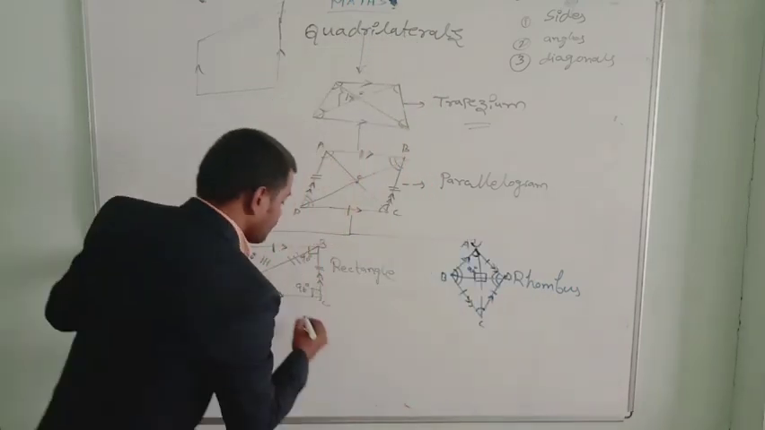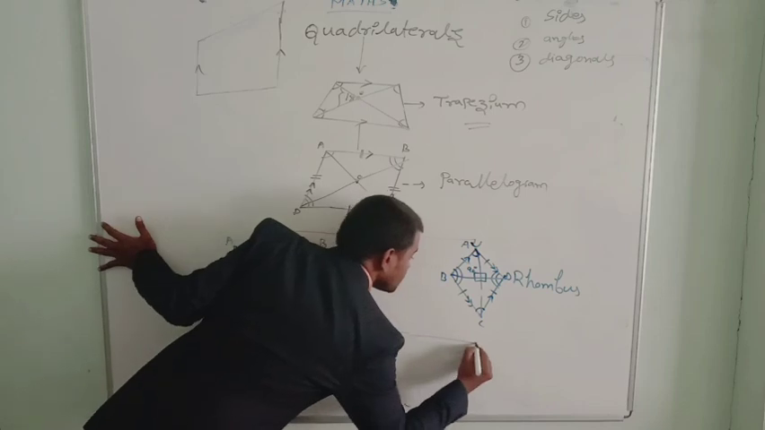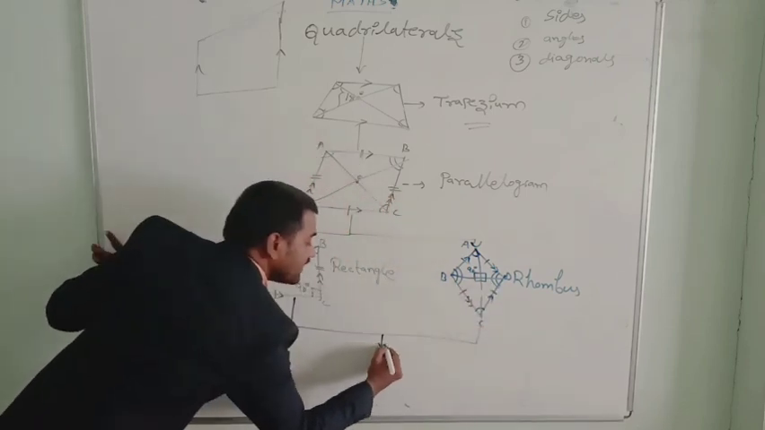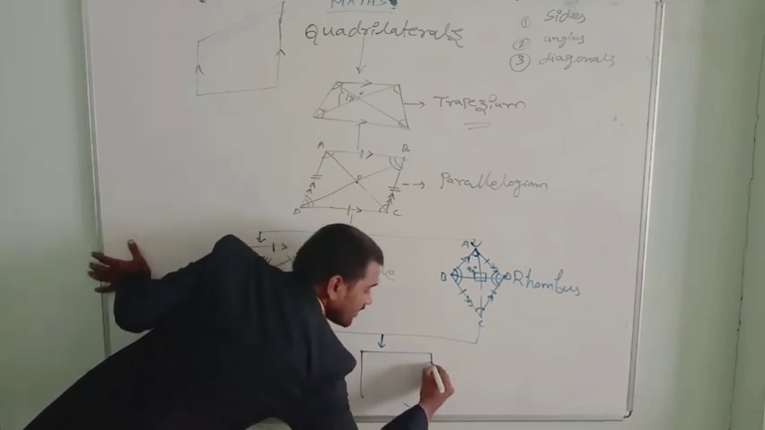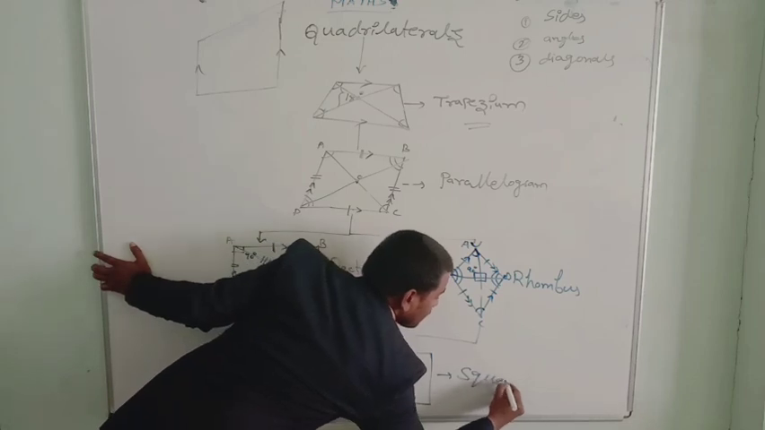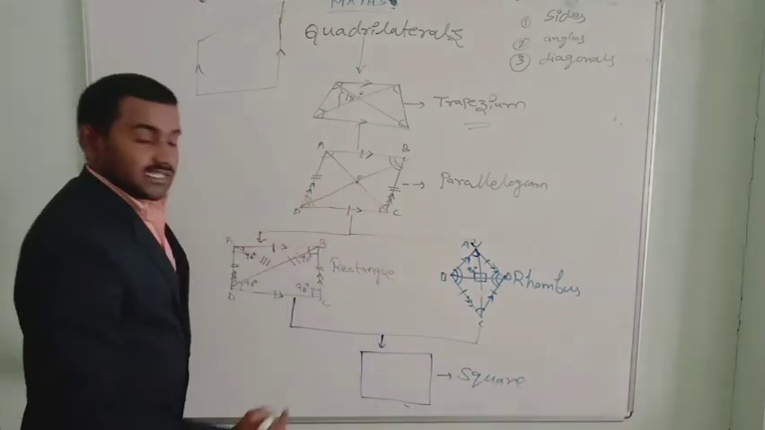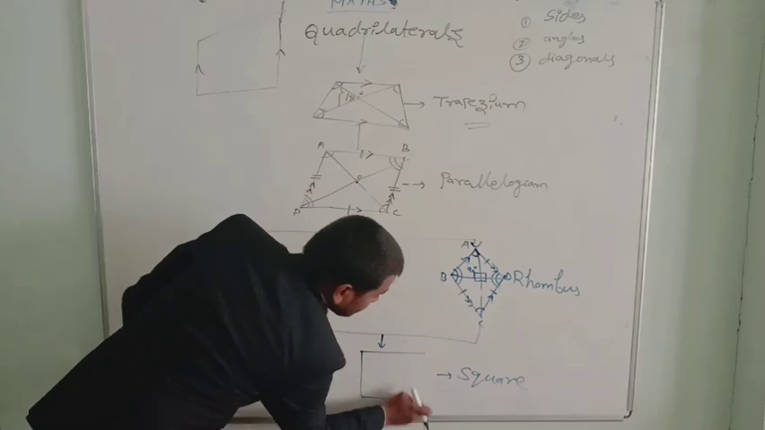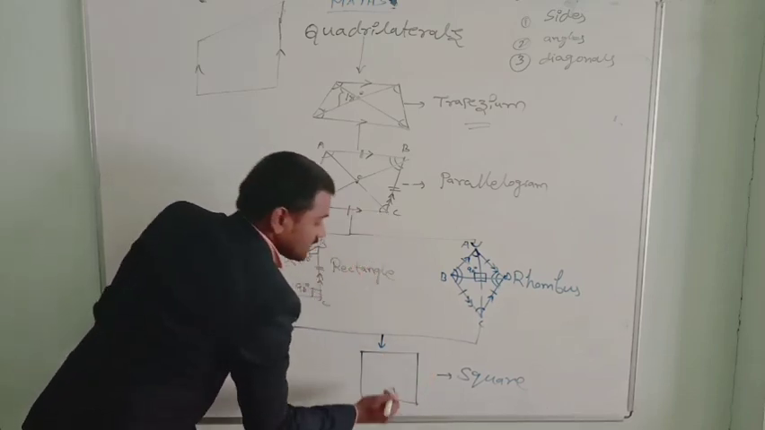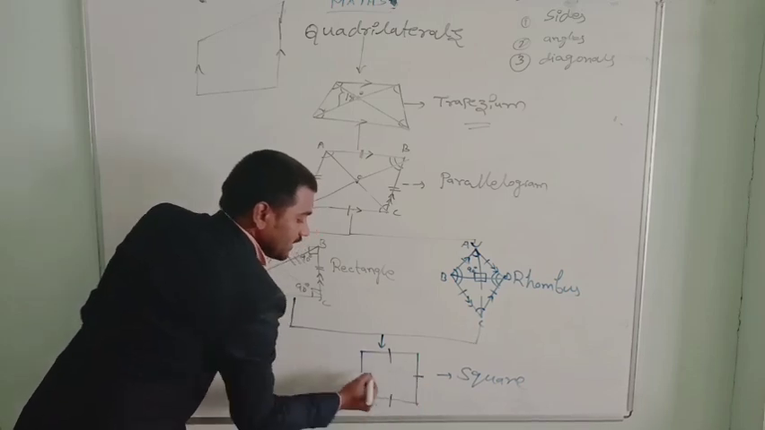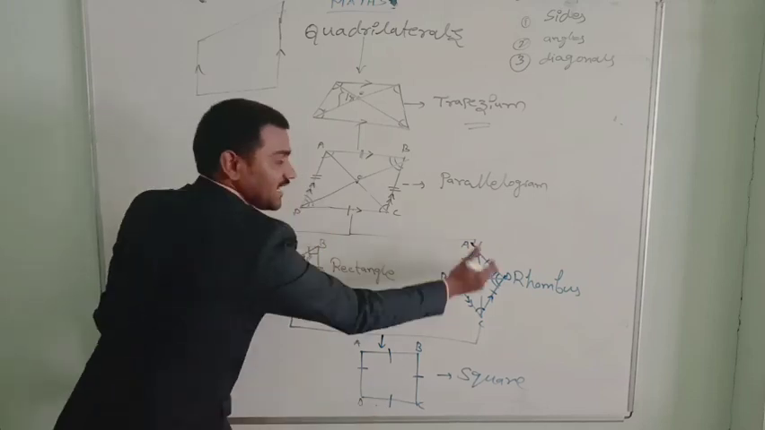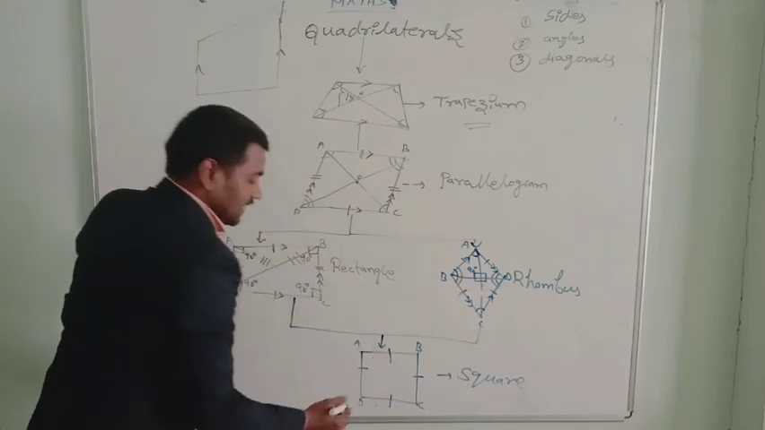Next, these rectangle properties and rhombus properties will come in the next quadrilateral. That is a very familiar quadrilateral to all, nothing but a square. See, in the square all the sides are equal in length, like a rhombus. In the rhombus all the sides are equal, and in the square also all sides are equal.